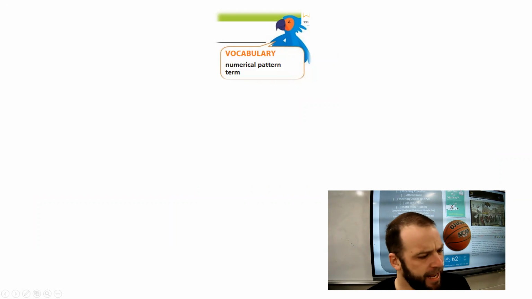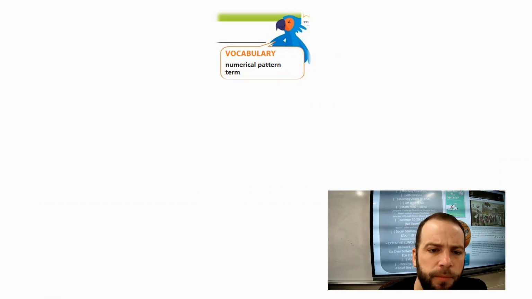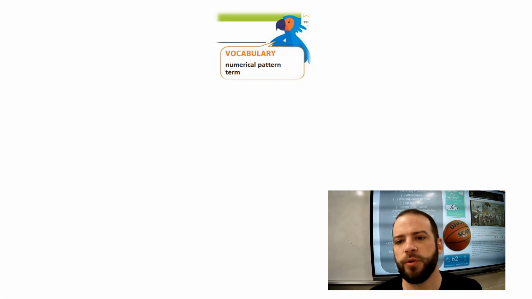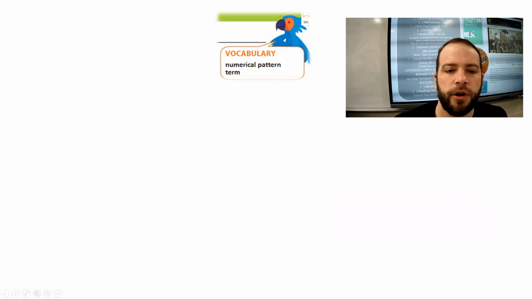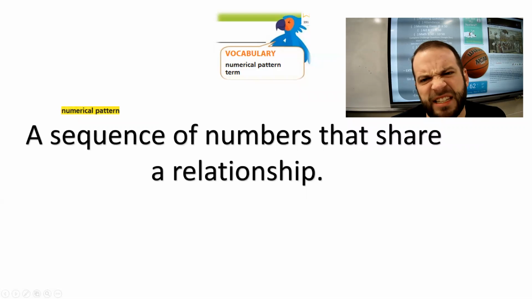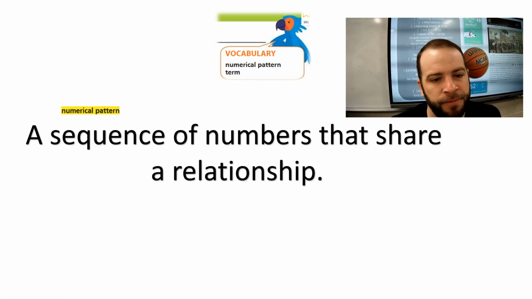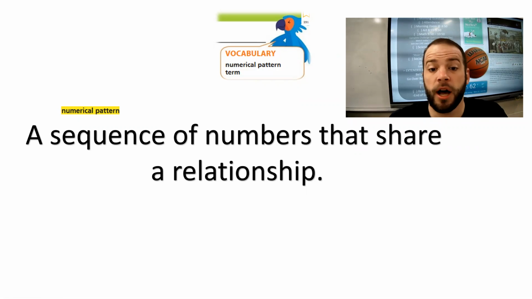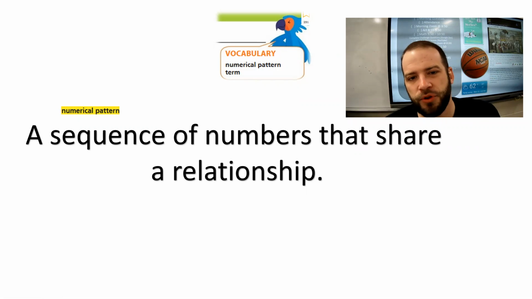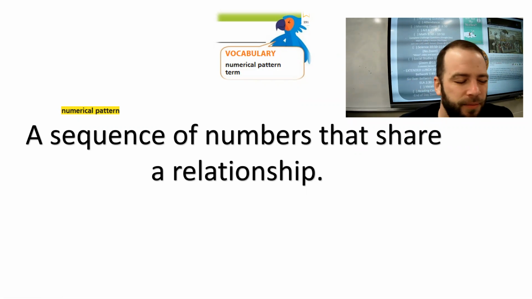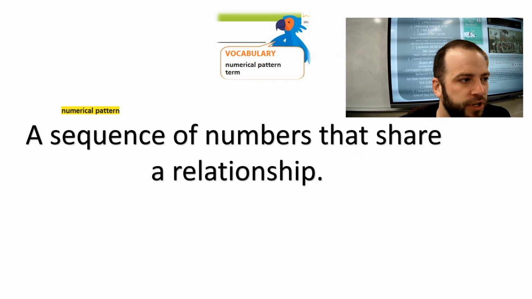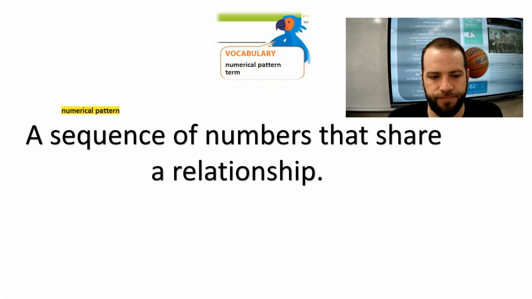So today in mathematics, we are learning about numerical patterns. Two vocabulary words I want to go over really quickly: numerical pattern and something called a term. So what is a numerical pattern? A numerical pattern is a sequence of numbers that share a relationship, meaning they're not random numbers, but there's some sort of relationship or a sequence. There's something mathematical going on from number to number.